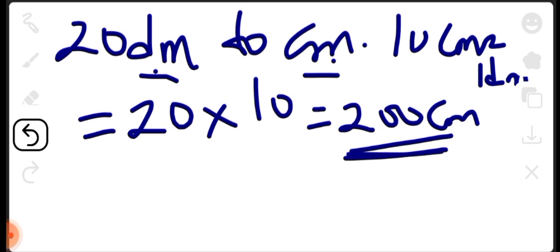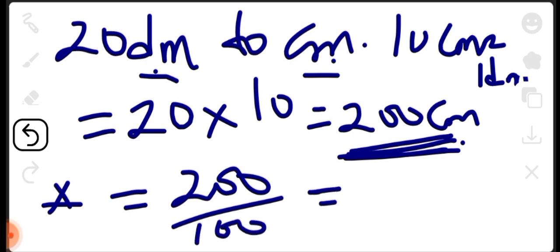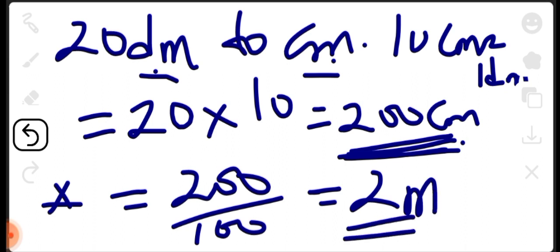So let's convert this 200 centimeters now to meters. Another question. Convert 200 cm to meters. Remember, from centimeters to meters, you divide. The relationship between cm and meters is 100. Divided by 100, that will give us 2 meters. So this is how we do all these conversions. They are very, very important.